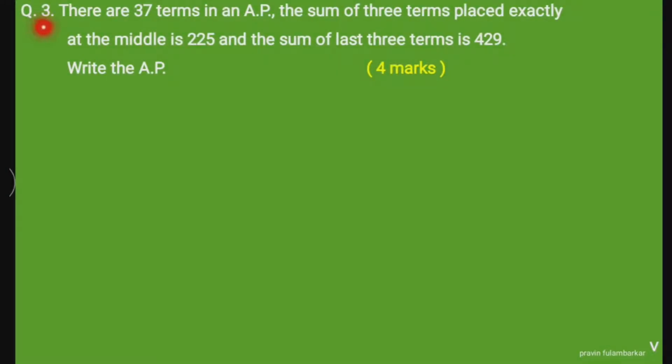Now see question number 3. There are 37 terms in an arithmetic progression. The sum of the 3 terms placed exactly at the middle is 225, and the sum of the last 3 terms is 429. Write the arithmetic progression.